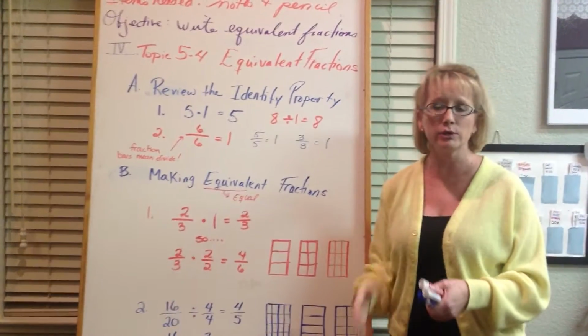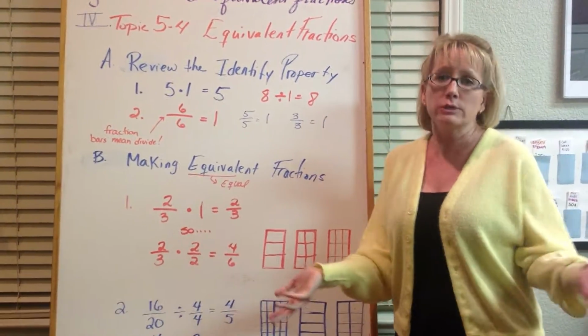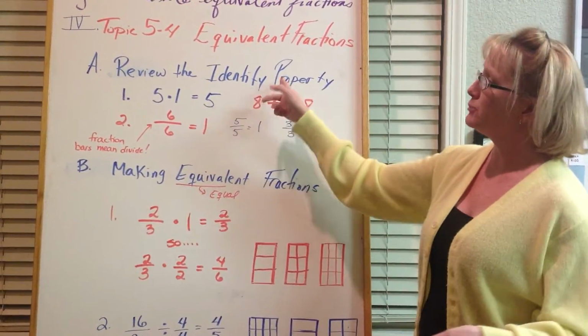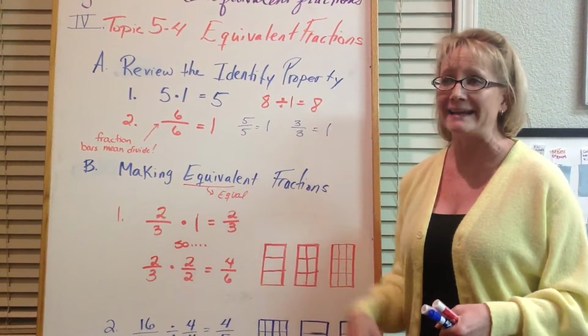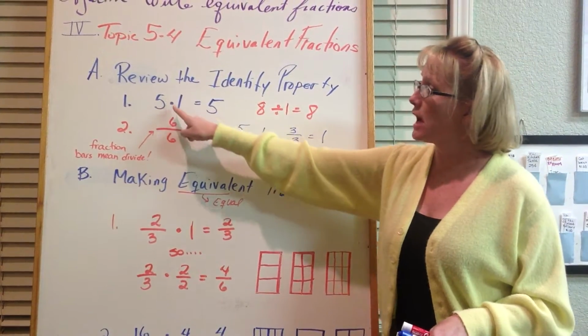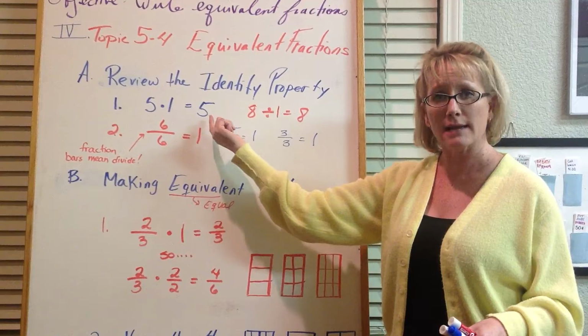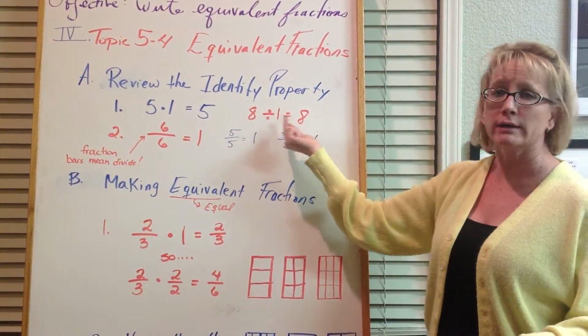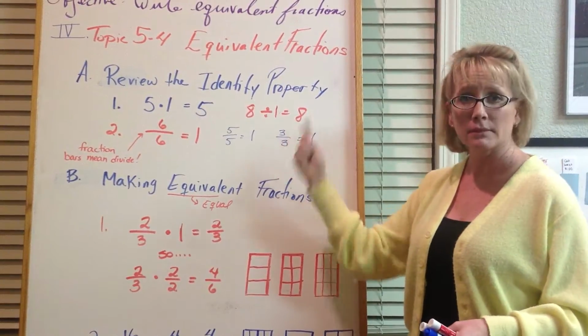Before this will work though, you need to review the identity property so you'll understand why we're doing what we're doing. Remember, the identity property, multiplication and division, said that if you multiply or divide any number by 1, the number stays the same. Like 5 times 1 is 5. Even though I've multiplied it by something, it stayed the same. 8 divided by 1 equals 8. Even though I divided it by a 1, it stayed the same.